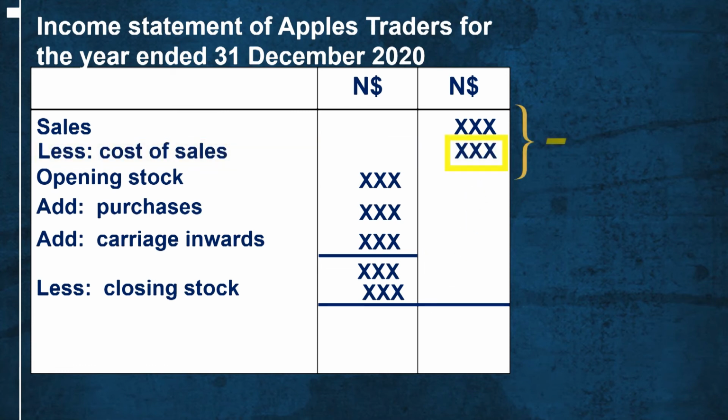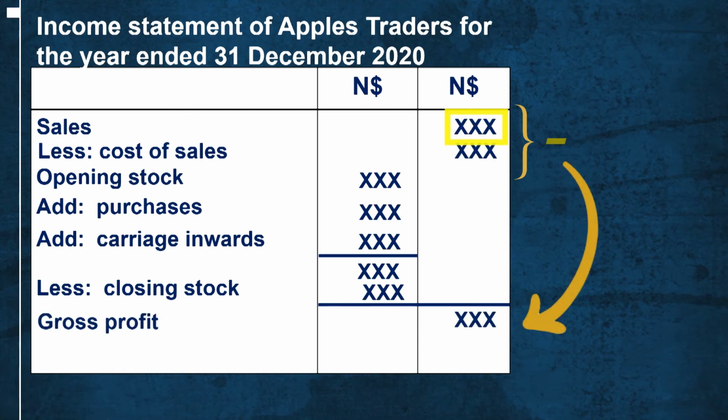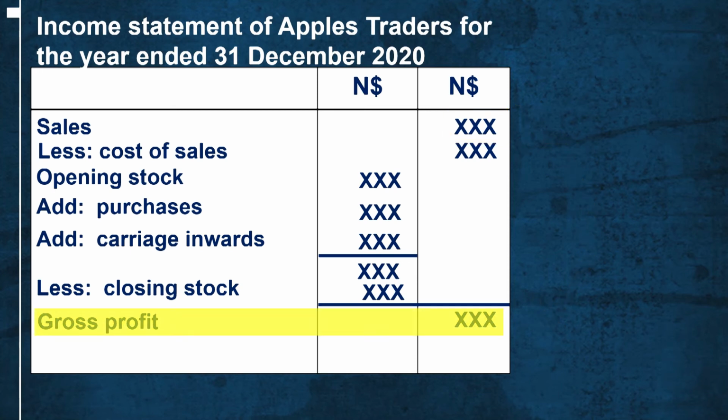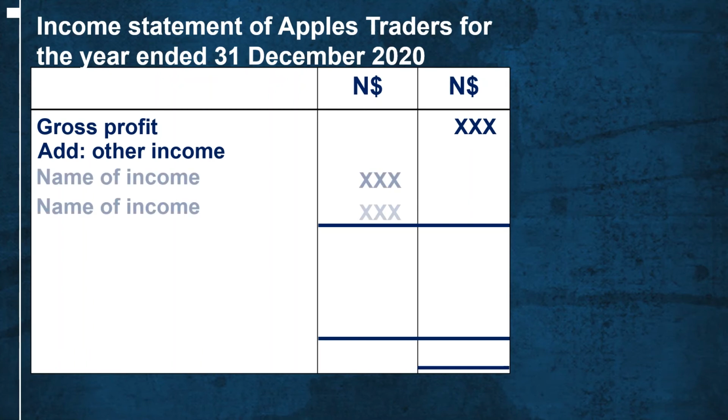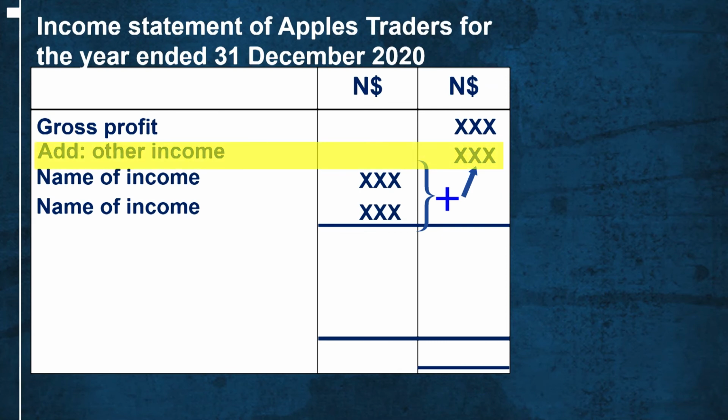We then subtract cost of sales from sales, which gives us gross profit, and the amount is written in the second column in the same line of gross profit. We move on by writing other incomes. We list all the incomes and record the amount in the first column. These incomes are then added up all together, and the total of the incomes is recorded in the second column in line of add other incomes.